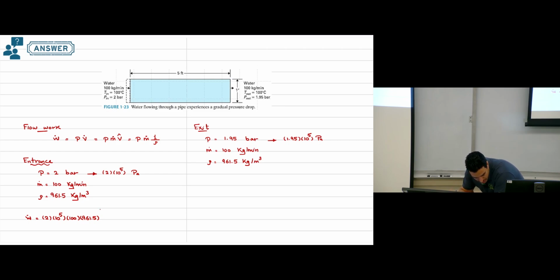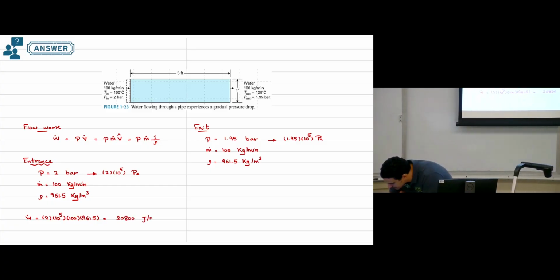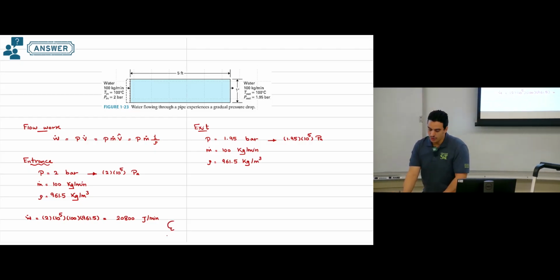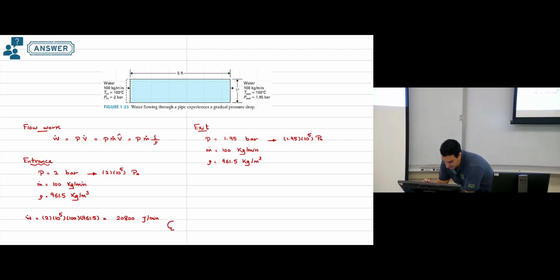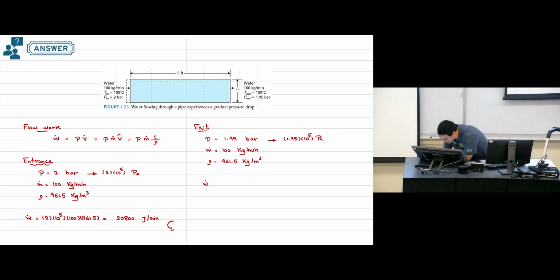Kilogram per meter cube. So if you substitute this one here, this will be 20800 joule per minute. So this will be the rate of work at the inlet. And again, at the other side, for the outlet, just substitute the numbers.